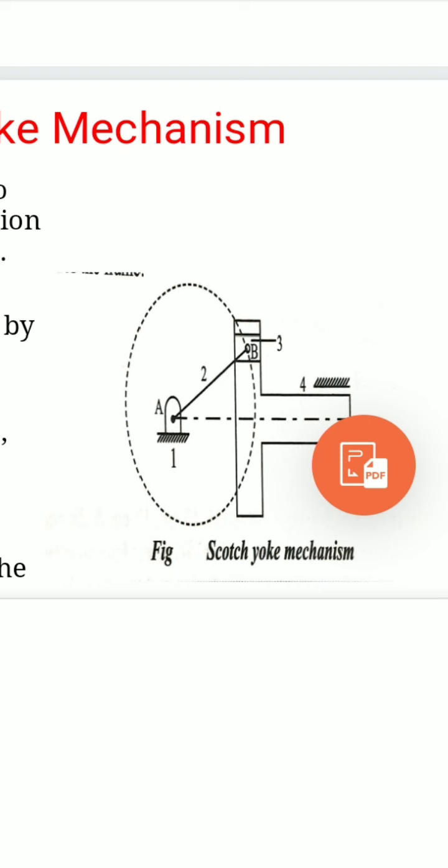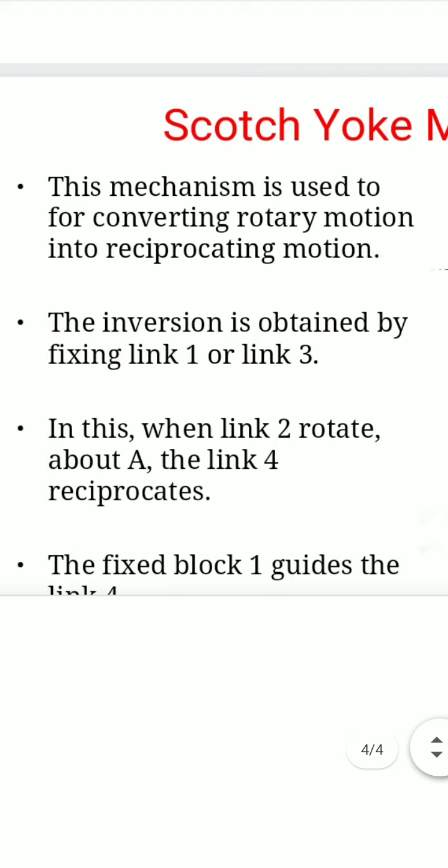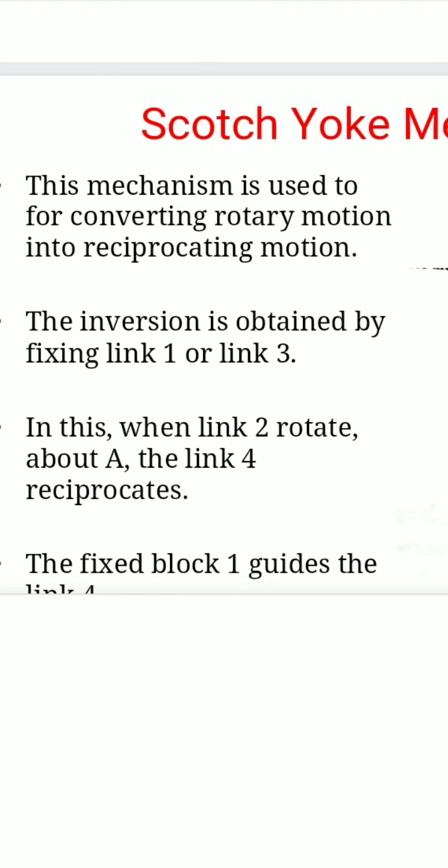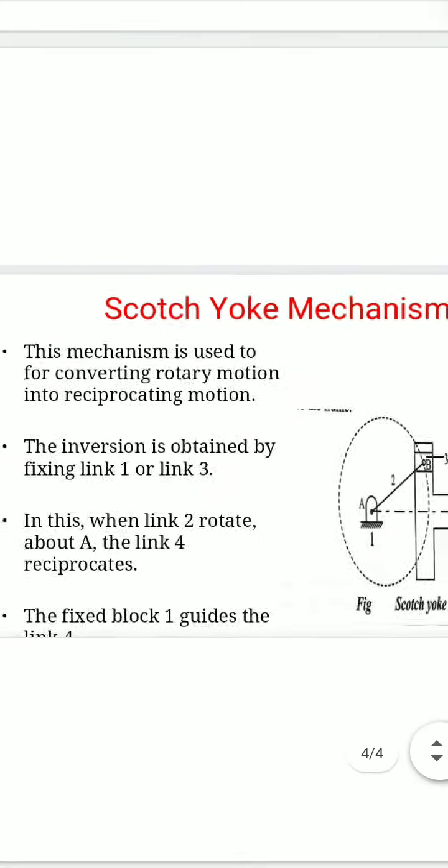about the fixed point A, link 4 also reciprocates. That is, the fixed block 1. You can see the fixed block, which is the frame, guides whom? Link 4. So in this way, in the Scotch yoke mechanism, which is the third inversion of the double slider crank chain, we are converting rotary motion into reciprocatory motion. You can see the theory is written here. This mechanism is used for converting rotary motion into reciprocating motion. Link 2 is rotating, acting as a crank. As link 2 rotates, it transmits the motion to link 4. Link 4 is reciprocating inside the fixed block 1. This is what we call the Scotch yoke mechanism.